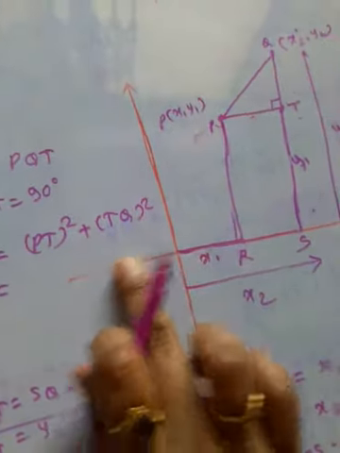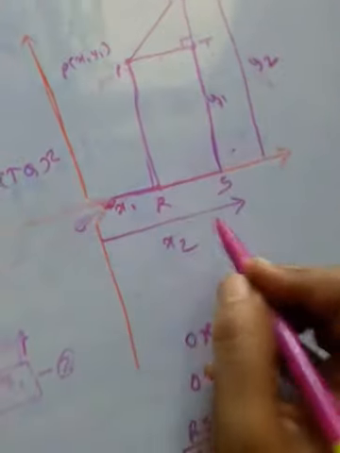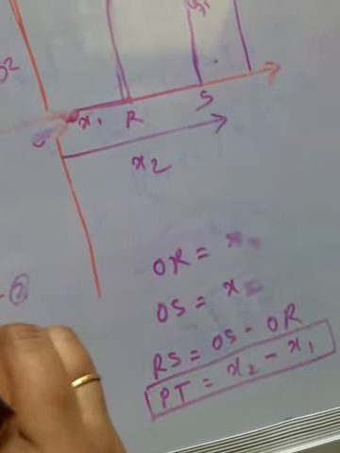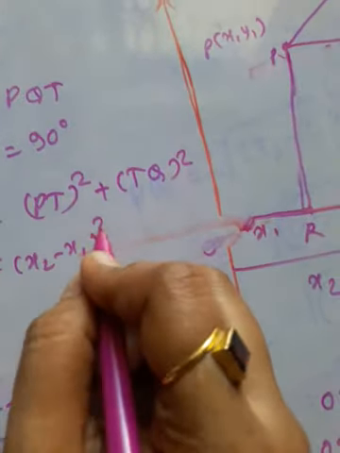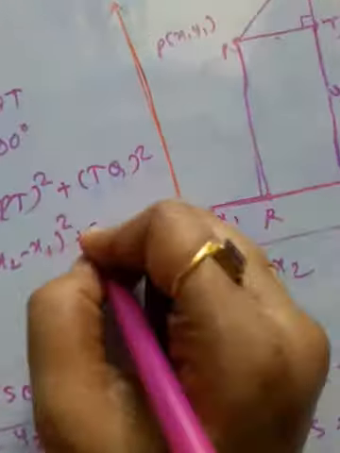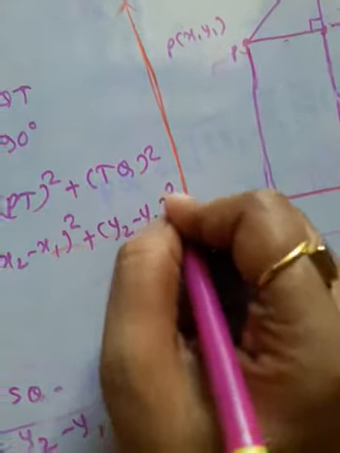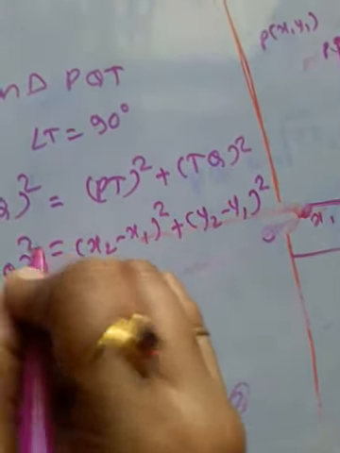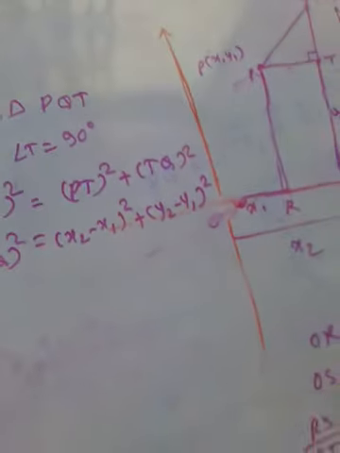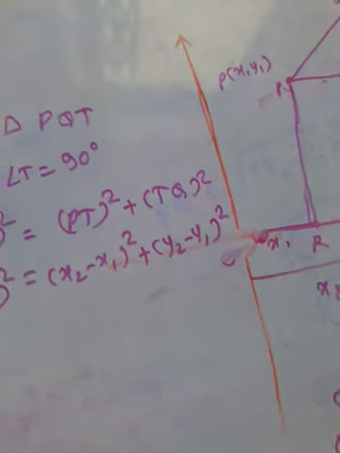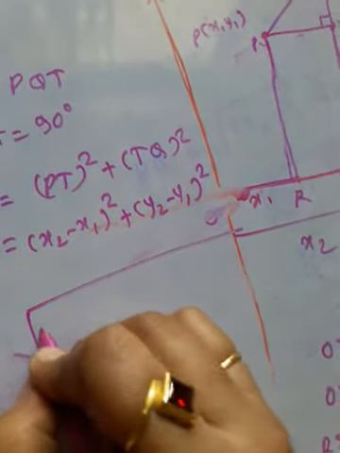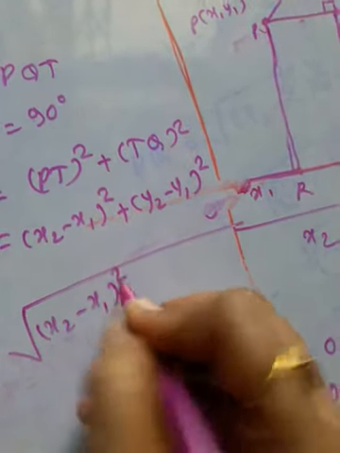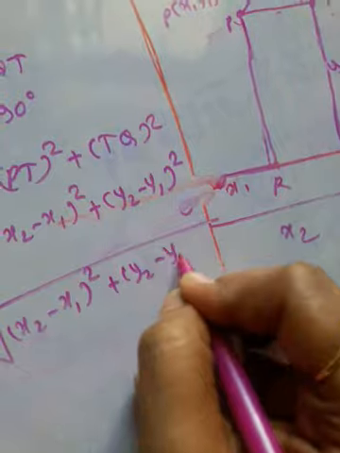Okay, now substitute the values. PT is x2 minus x1, so (x2 minus x1) squared plus QT is y2 minus y1, (y2 minus y1) squared. Okay, so PQ squared equals this; then taking the square root on both sides, we get PQ is equal to the square root of (x2 minus x1) squared plus (y2 minus y1) squared.